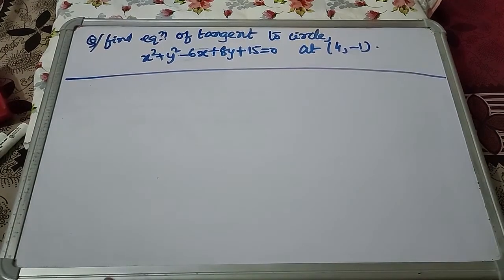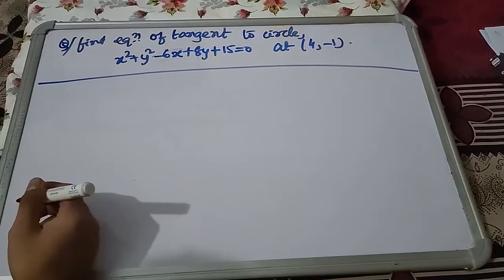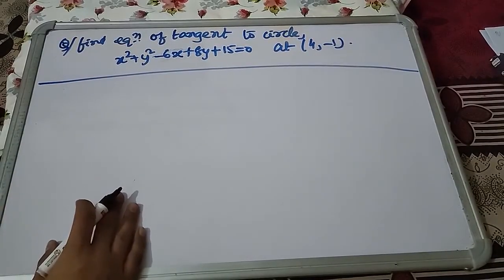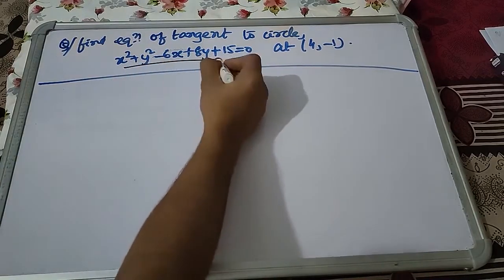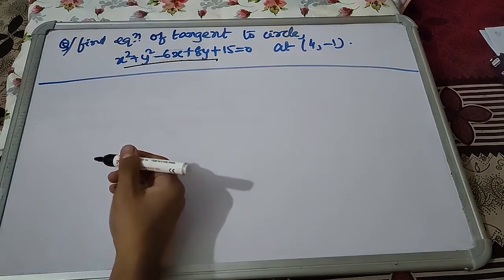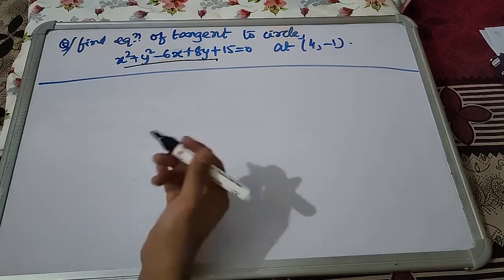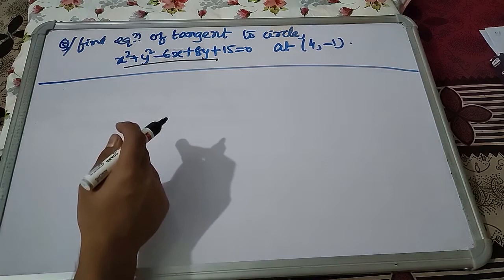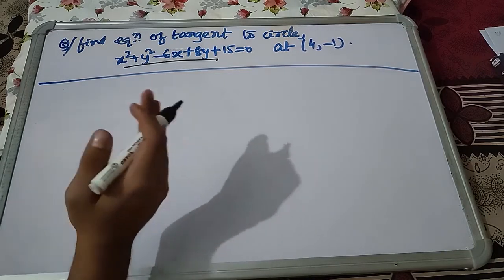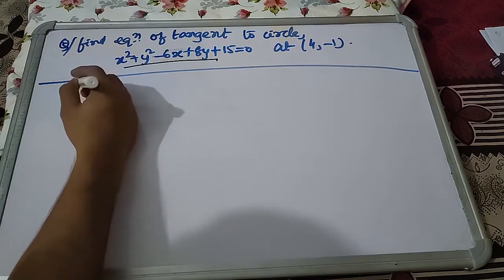Now let us apply the transformation on another simple question. The question says: find the equation of tangent to the circle x square plus y square minus 6x plus 8y plus 15 equals 0 at (4, minus 1). The first thing we need to do before applying this transformation is to check whether this point lies on the circle or not. So let us check that.